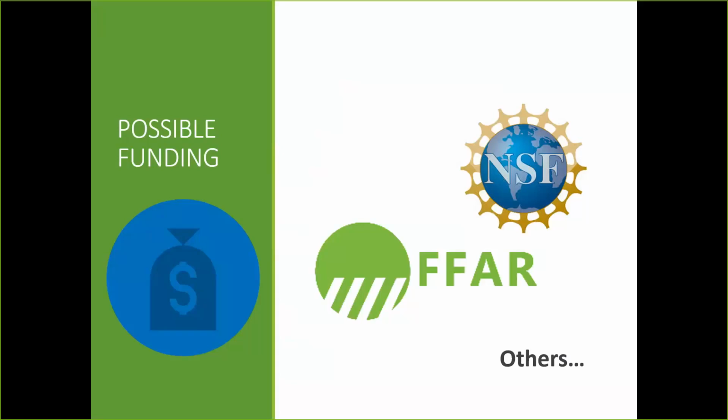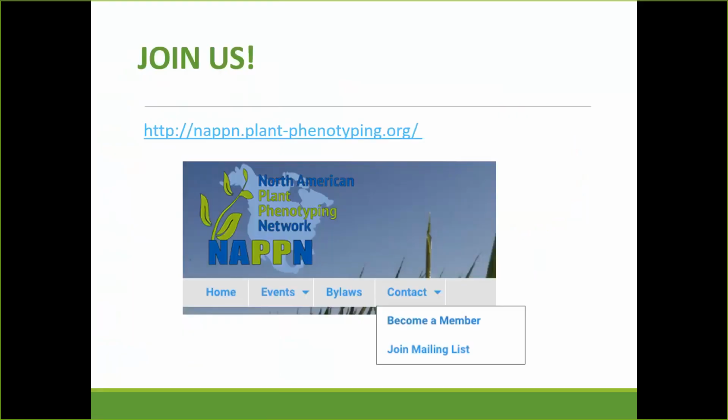Okay, so the most important part of this that I'd like for everyone to take away is that it's very easy to become a member of the North American Plant Phenotyping Network. It is free to become a member, at least for now. So you can get your foot in on the ground floor. We have a sub-page of the International Plant Phenotyping Network at plant-phenotyping.org, nappn.plant-phenotyping.org. And right there under contact, you can become a member. It's just that easy, a little web form.